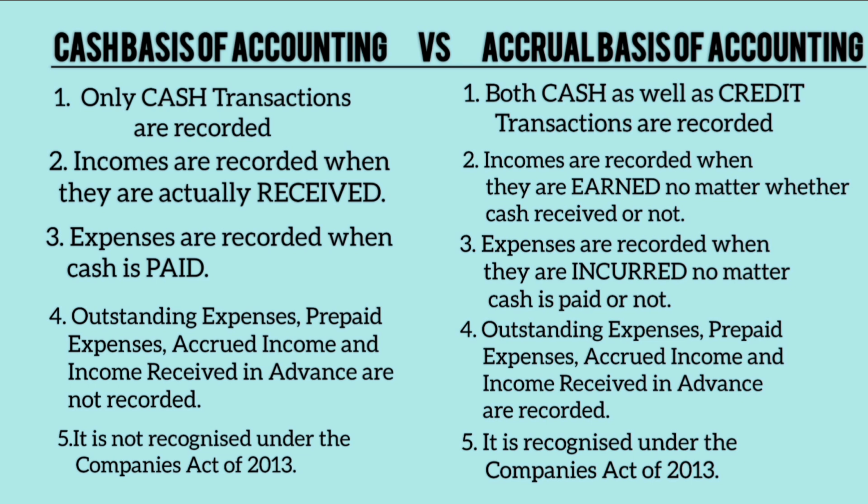The fourth point of difference is outstanding expenses, prepaid expenses, accrued income, income received in advance. So these type of expenses or incomes are generally not recorded under the cash basis of accounting, whereas in accrual basis, these type of transactions are recorded.